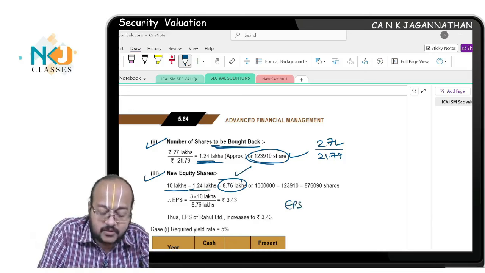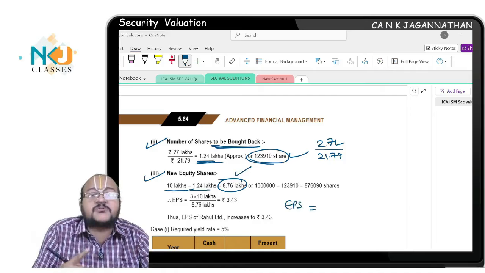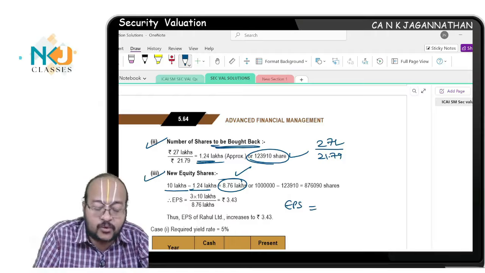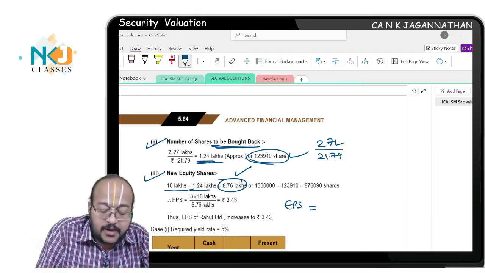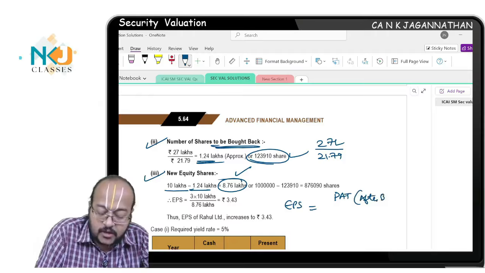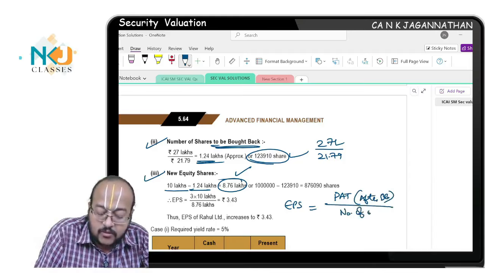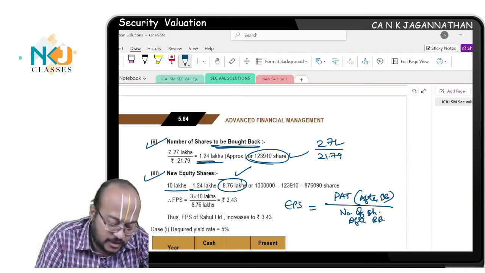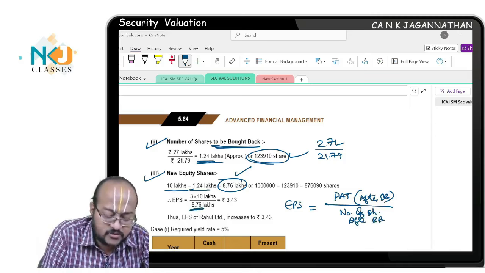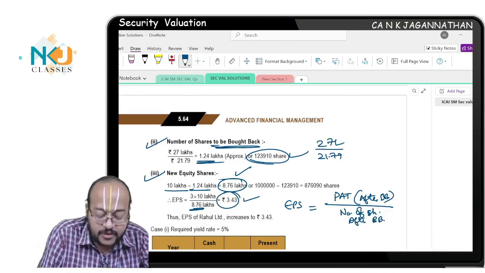Now you need to find out the revised EPS, that is, the post-buyback EPS. How to find it out? Very simple: profit after tax after buyback, which in this question remains the same, it need not be the same but they have assumed it to be the same, divided by the number of shares after buyback. How many shares are outstanding? 8.76 lakhs. 30 lakhs divided by 8.76 lakhs is 3.43. Thus, the existing EPS is 3 rupees.